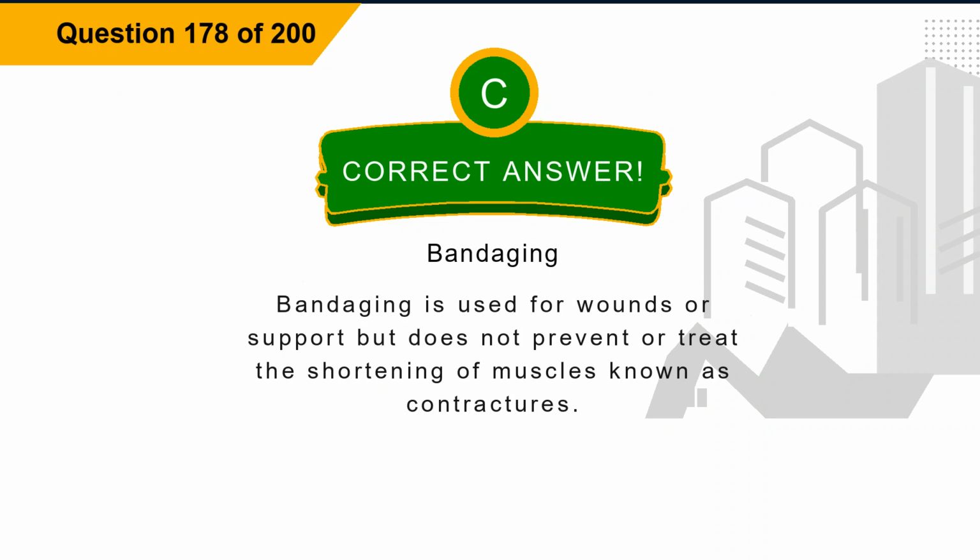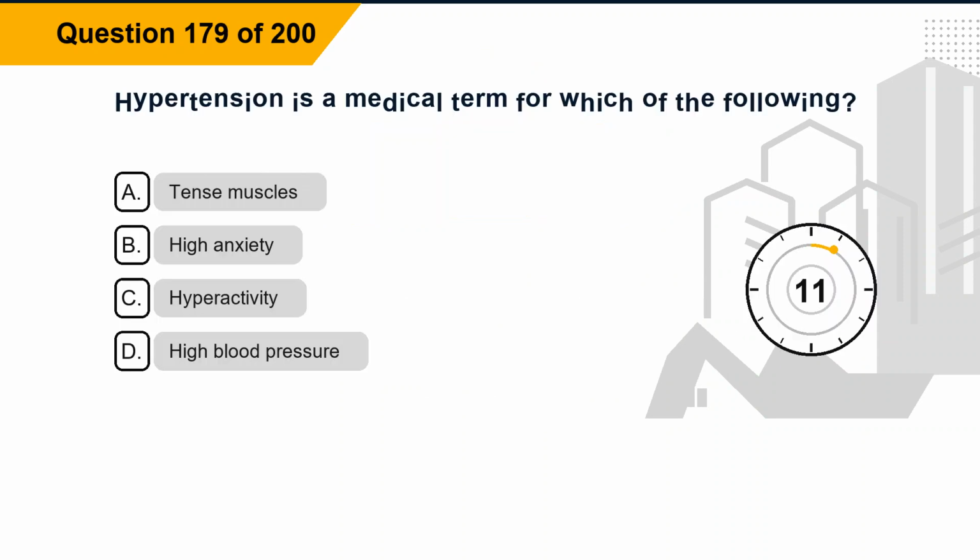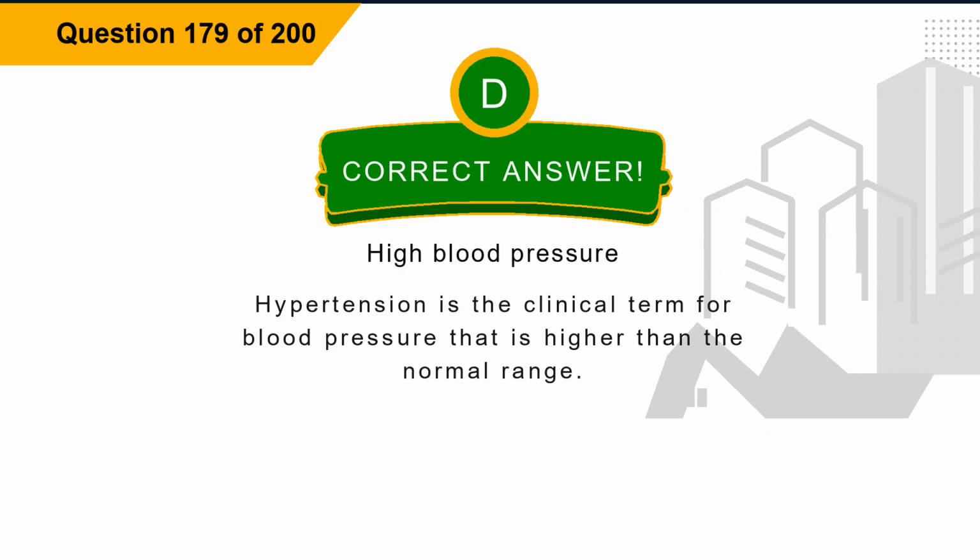Question 179. Hypertension is a medical term for which of the following? Option A. Tense muscles. Option B. High anxiety. Option C. Hyperactivity. Option D. High blood pressure. The correct answer is option D. High blood pressure. Explanation.